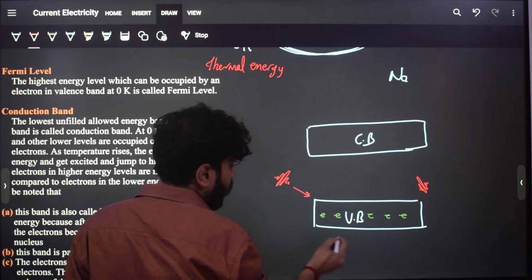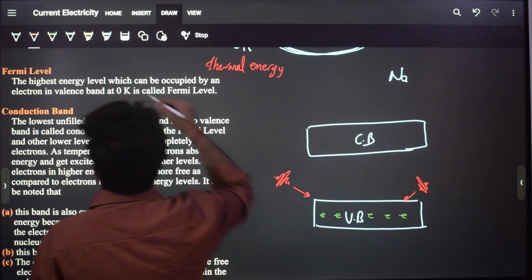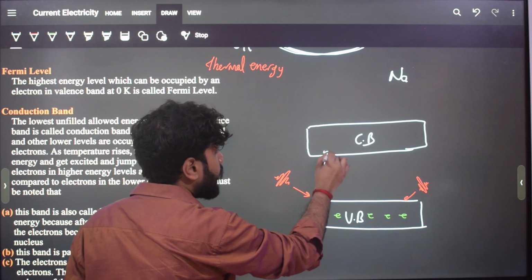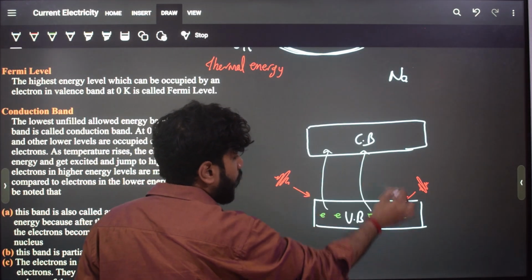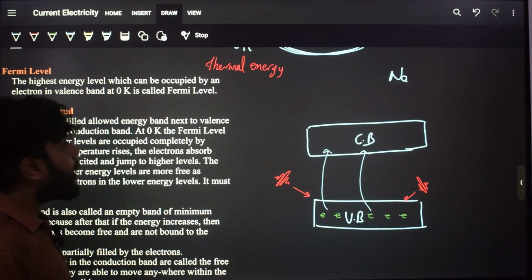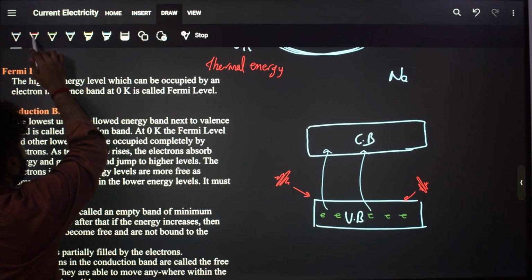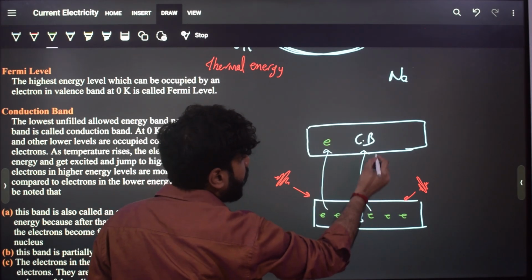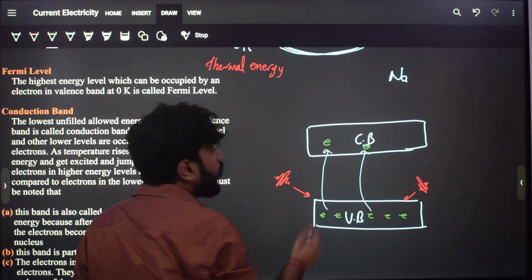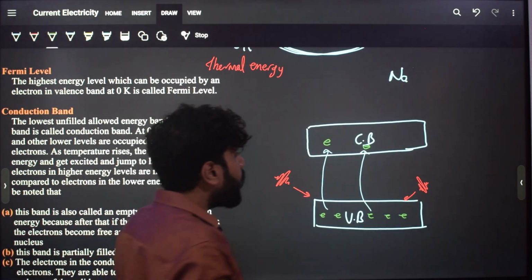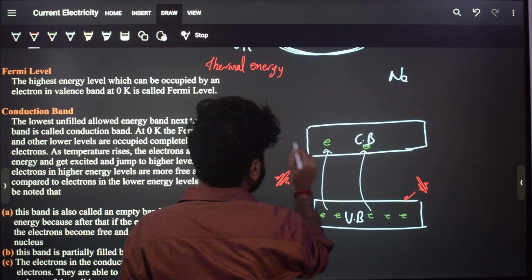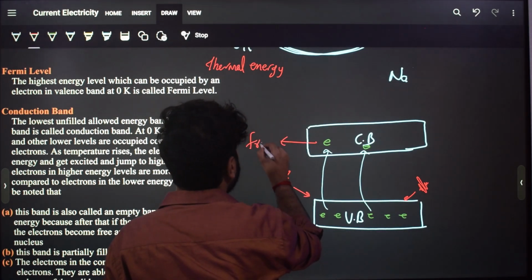It can knock the electron from the valence band. And once the electron has been knocked out, it will jump from valence to conduction band, and these electrons which jump from valence to conduction band are known as free electrons. Why free electrons?